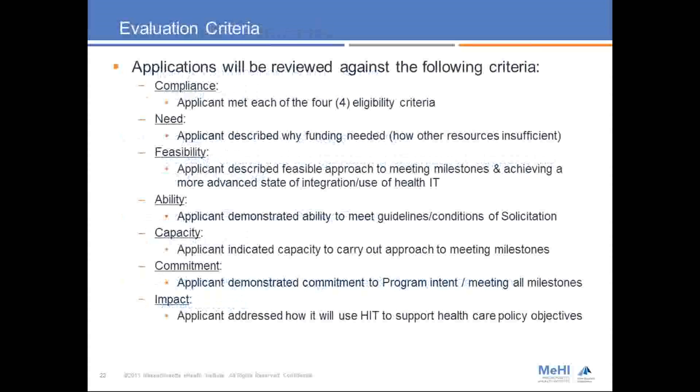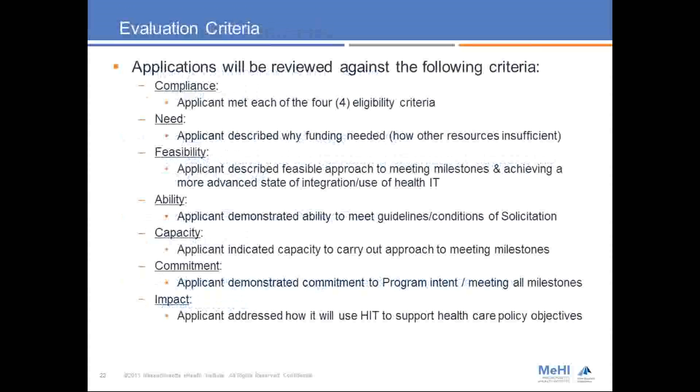Feasibility. Has the applicant described a feasible approach for meeting the 4 eQIP milestones and for achieving a more advanced state of integration and use of health IT? Ability. Has the applicant demonstrated the ability to meet the guidelines and conditions as are laid out in the solicitation? Capacity. Has the applicant sufficiently indicated organizational capacity to carry out their proposed approach for achieving the milestones?